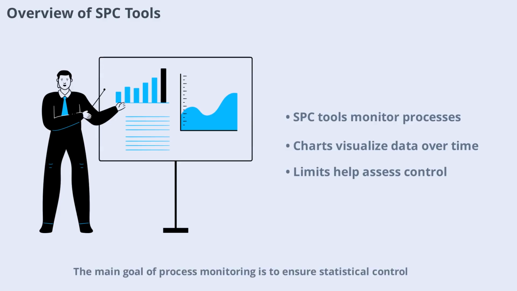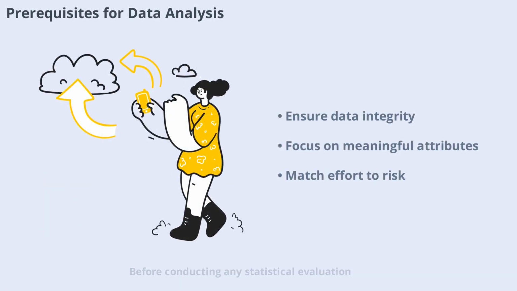The main goal of process monitoring is to ensure statistical control, and various charts help assess this by adding numeric boundaries or limits. For conducting any statistical evaluation, certain prerequisites must be met. Data integrity and reliable measurement systems are essential. The attributes analyzed should be meaningful for the intended information, often focusing on critical process parameters or quality attributes. The level of effort and documentation should match the risk level. Additionally, results should maintain production order to reveal trends, and sampling methods must be well-defined to accurately reflect process characteristics.